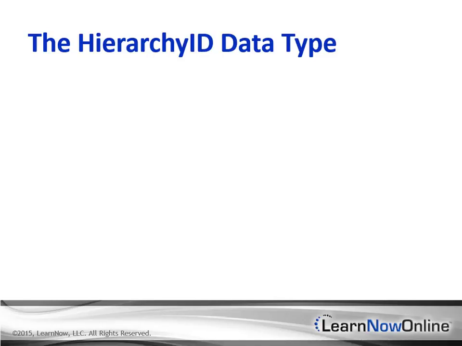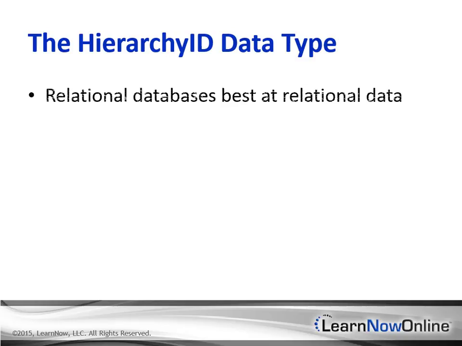I'm going to start off by talking a little bit about what the hierarchy ID is. Now, as the name suggests, relational databases are best at storing and retrieving relational data. No surprise there. That's the kind of data that fits neatly into multiple tables, each consisting of rows and columns of relatively homogeneous data, all related through mechanisms such as foreign keys.